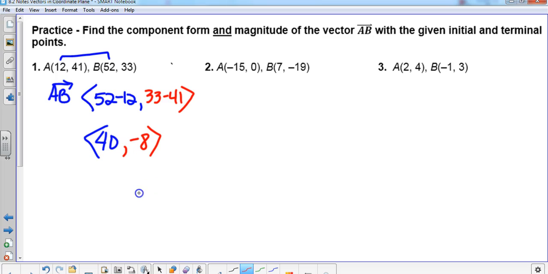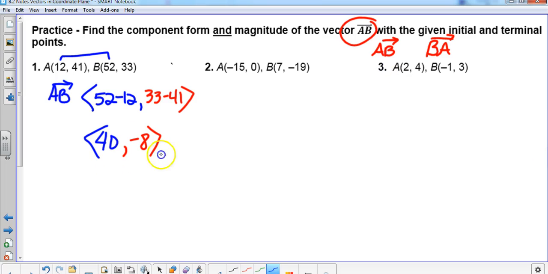Everybody okay? Does it matter whether it's x2 minus x1 or x1 minus x2? Yes, because it's saying here in the directions that you're going A to B. If you do them in the other order, it would be the vector B to A. Okay?